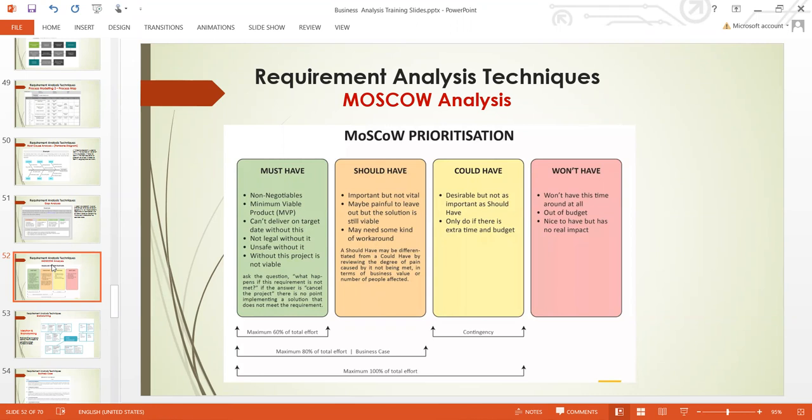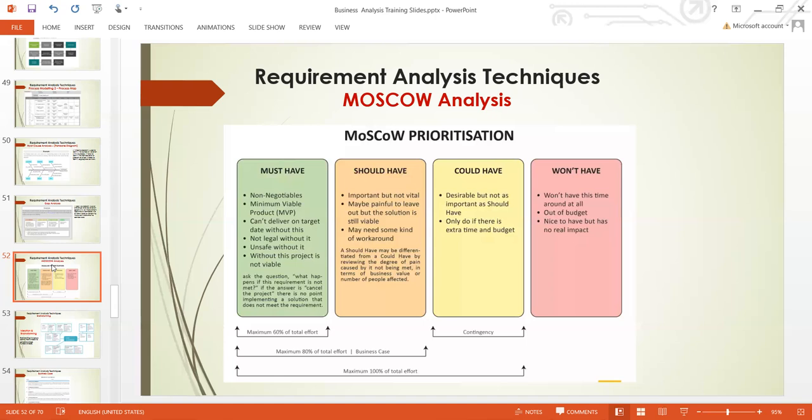Should have: important but not vital, may be painful to leave out, but the solution is still viable. It may need some kind of workaround. Some of the requirements are ones that it should have. It's very, very important, but if you don't have it, the project can still go on. You might find a way to navigate, but the project can go on. Another one is could have: desirable, but not as important as should have.